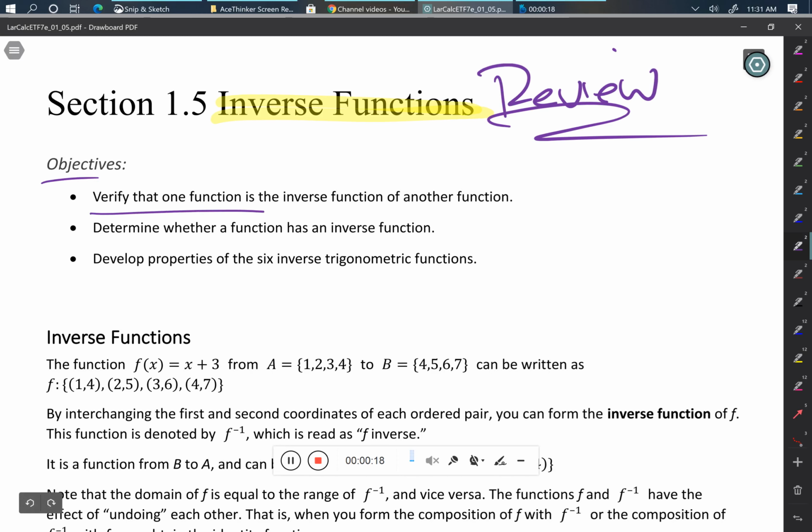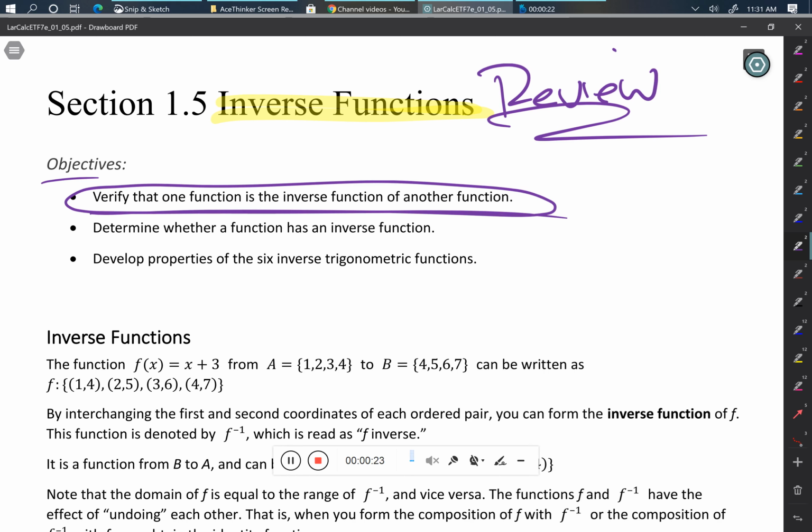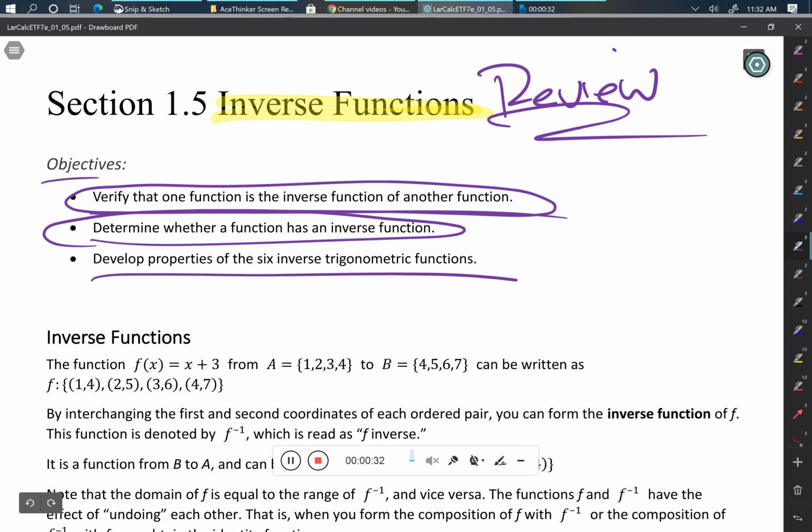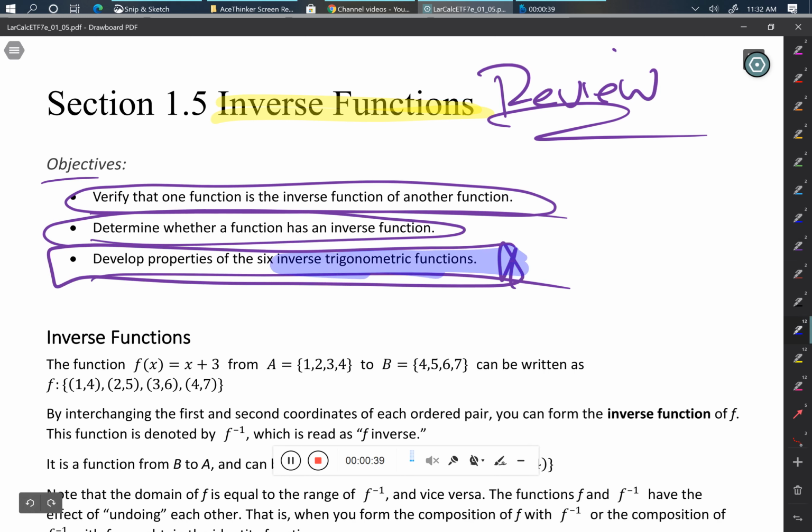Our objectives are to verify that one function is the inverse of another function, to know how to do that, to be able to determine whether a function will or will not have an inverse function, and then to take a look at how those 6 trigonometric functions got their inverse functions. Now, unfortunately, this is going to be a little bit of a repeat because we did take a look at this in section 1.4, on the trig section. We'll just take a look at it again, but we'll go kind of quickly through there.